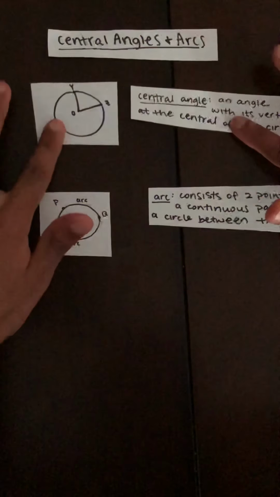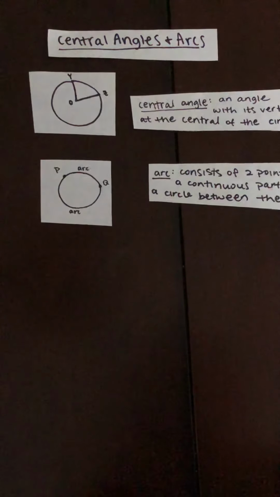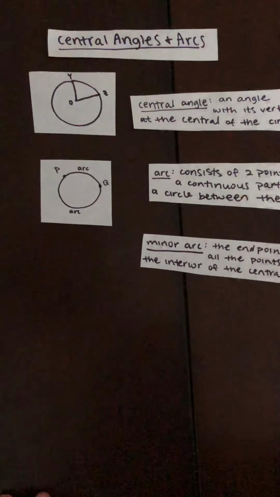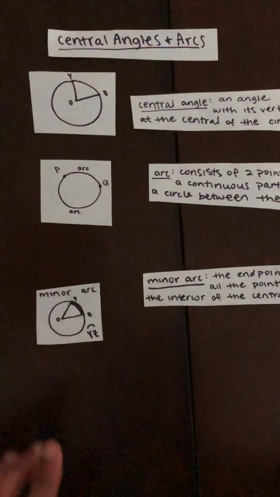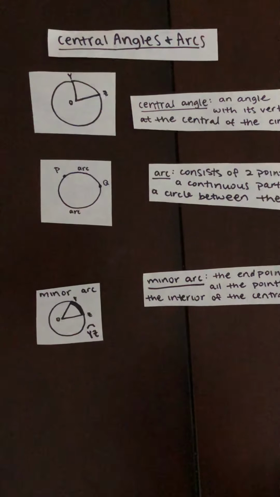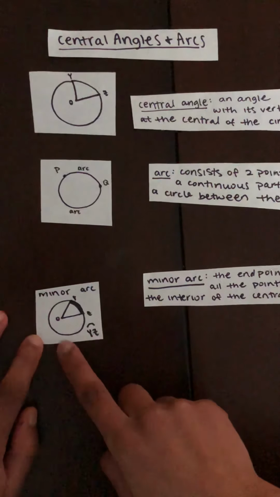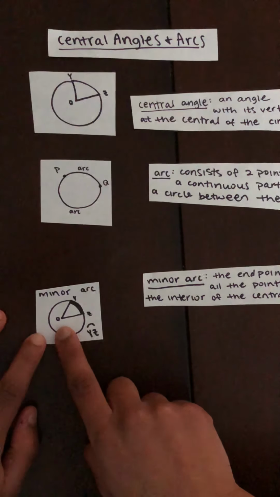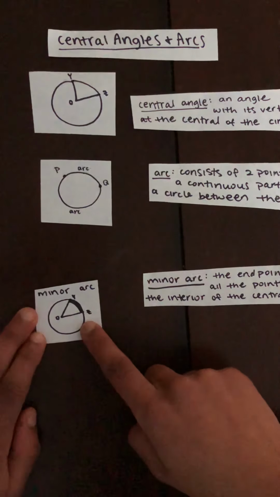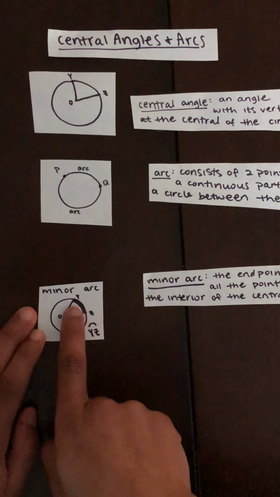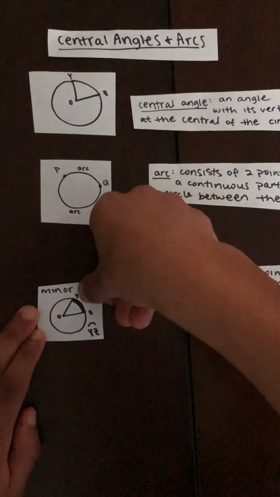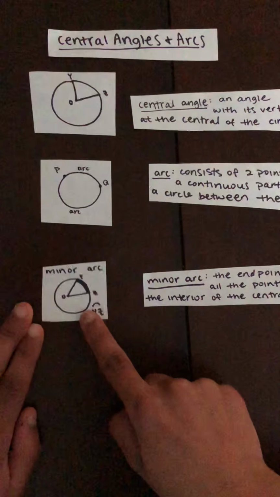Now let's talk about the different kinds of arcs. We have minor arcs, and this is an example right here. In minor arcs, the endpoints and all the points on the interior of the angle are part of the minor arc. So here, this is again circle O. Y and Z are the endpoints. It's hard to see, but those are the endpoints. And the arc YZ at the top here would be the minor arc.